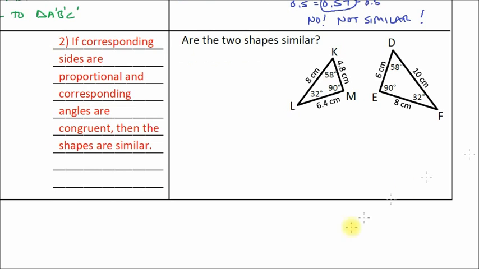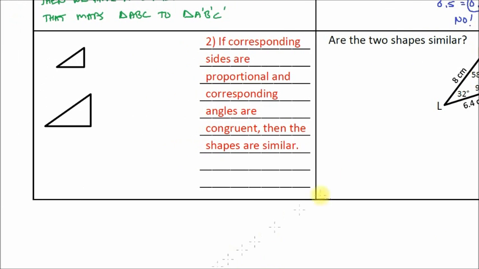Okay. There's our first way to prove or to disprove similarity. Here's our second way. Number 2, if corresponding sides are proportional and corresponding angles are congruent, then the shapes are similar. So here's our way of describing that. Let's take a look at our first triangle.